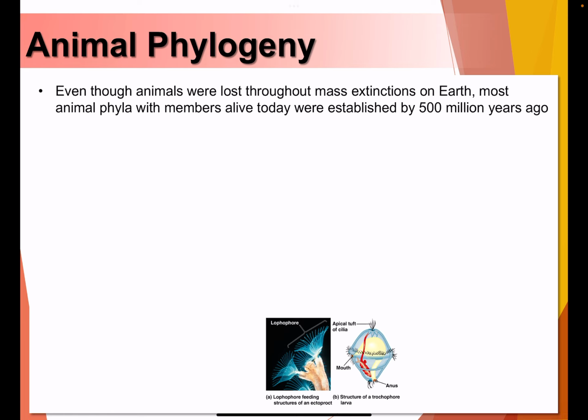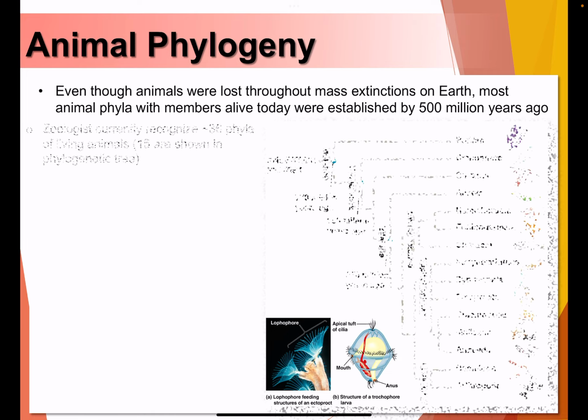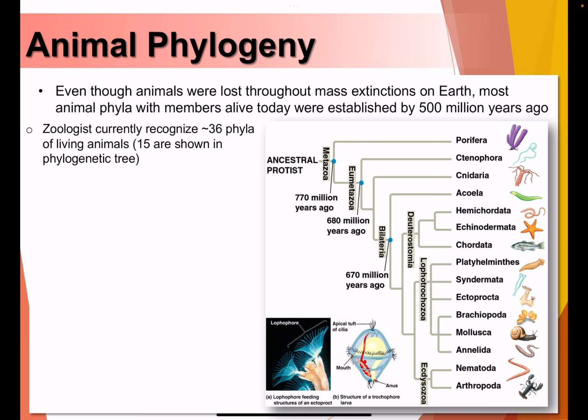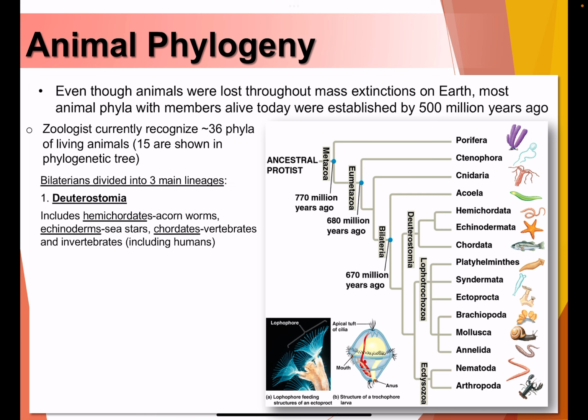All right. So even though a lot of animal species were lost throughout mass extinctions on Earth, most animal phyla with members alive today were established around 500 million years ago, around that Cambrian explosion period we talked about. Zoologists currently recognize 36 phyla of living animals, with 15 of them shown on this hypothesized phylogeny here, showing how animals are related to each other.